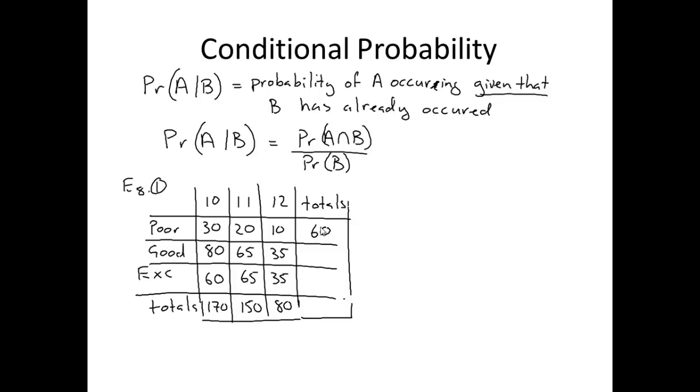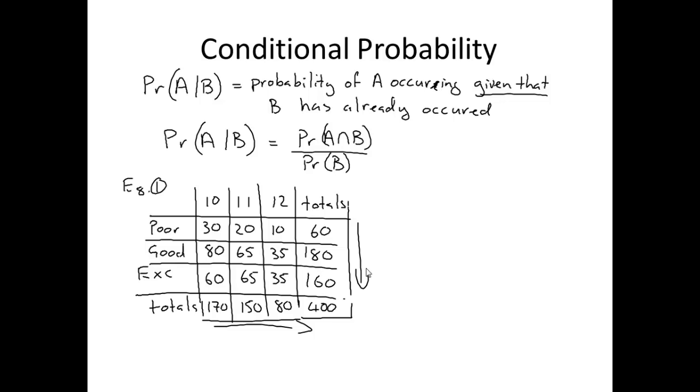That gives me 60 kids rated it as poor. I'm counting along the rows now. 180 rated it as good, 160 rated it as excellent, and that gives me a total. My totals have to match rows and columns, of 400 kids.